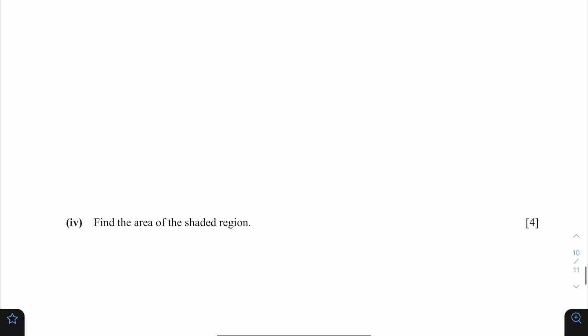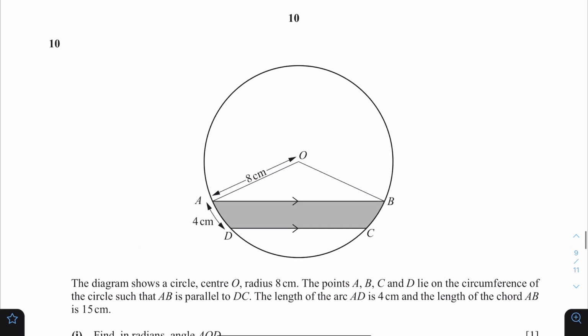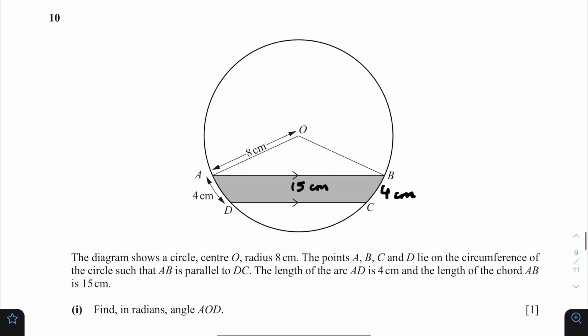So we're almost done. We just have to go through a little bit more. The diagram shows a circle, center O, radius 8 cm. The points A, B, C, and D lie on the circumference of the circle such that AB is parallel to DC. The length of the arc AD is 4 cm, and the length of the chord AB is 15 cm. I'm just going to label all that. So if 4 cm is the arc AD, then BC is also going to be 4 cm just because it's symmetrical. And the chord AB is this line over here, equal to 15 cm.